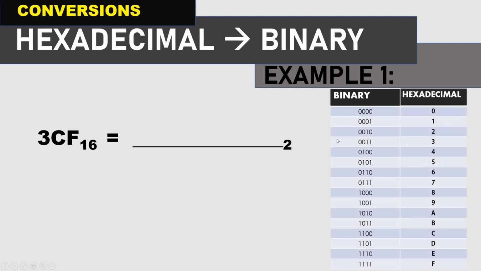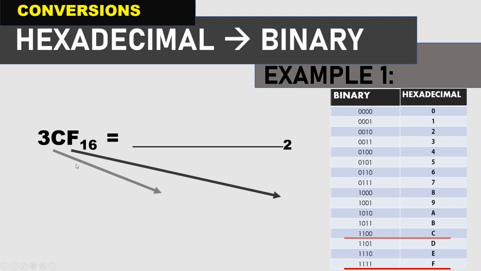Looking back at the table, we have here the following conversions. For F, we have 1, 1, 1, 1. Next, we have C, and we have 3. In converting a number system, always start with the rightmost digit going to the leftmost digit. So we have now for F, which is 1, 1, 1, 1. Then for C, we have 1, 1, 0, 0. And for 3, we have 0, 0, 1, 1.